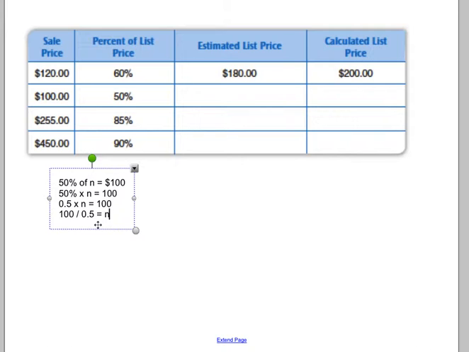And since I used a decimal here, I'm assuming that I can use a calculator. So if I do 100 divided by 0.5, my n equals 200. And that tells me that my list price, or my starting price, was $200.